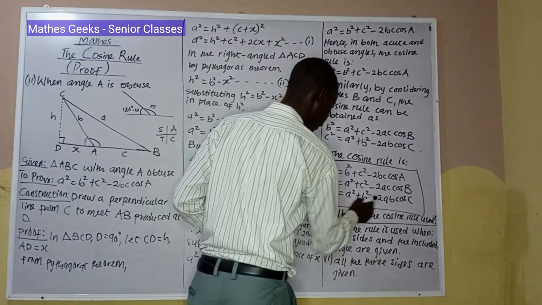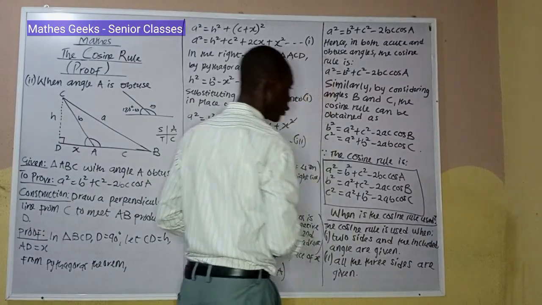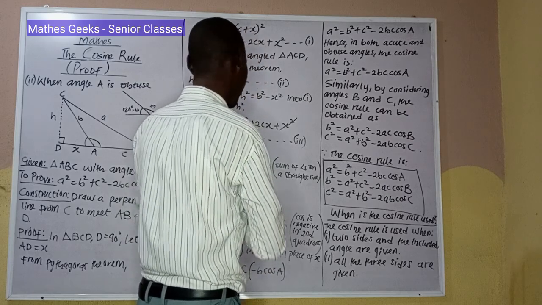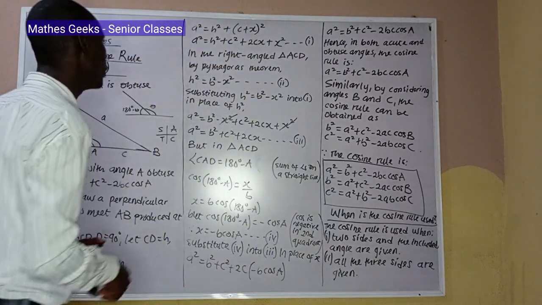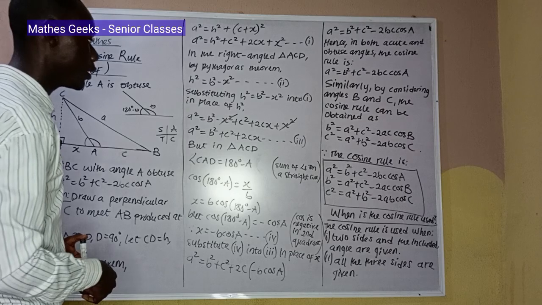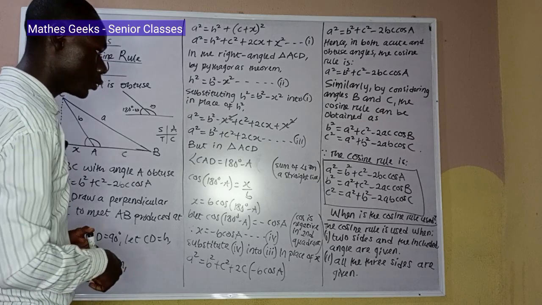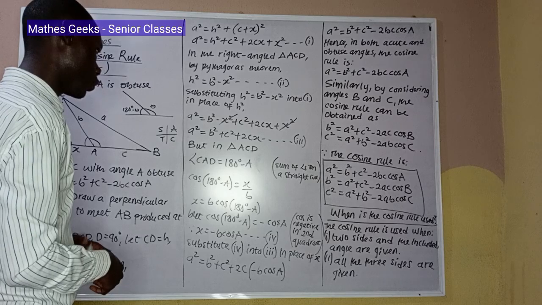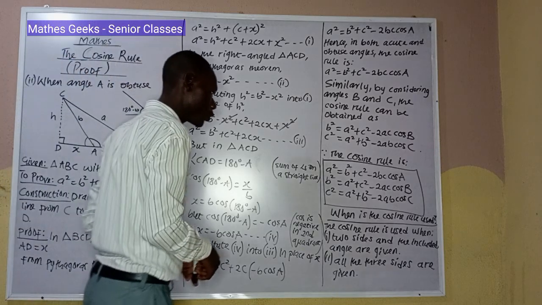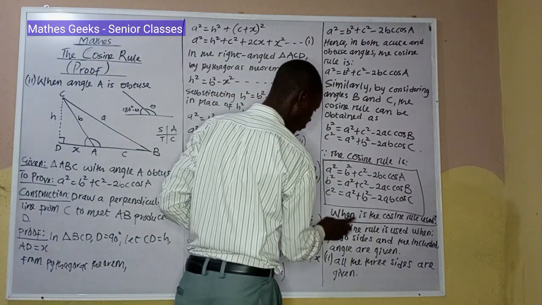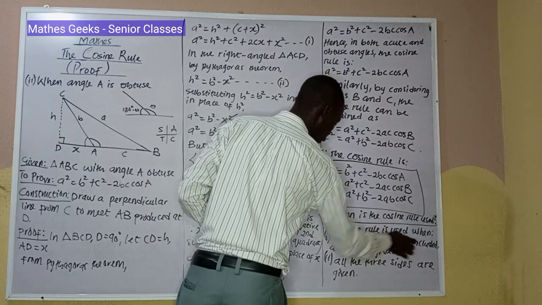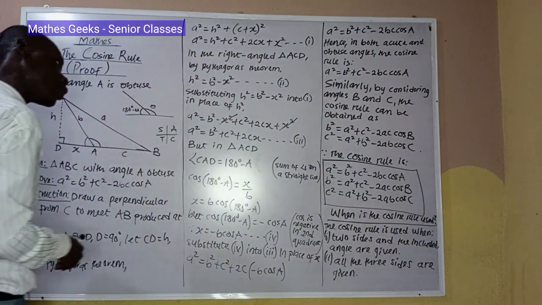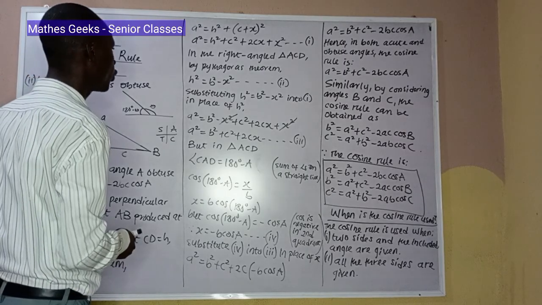So when is the cosine rule used? When do we use the cosine rule? What are the conditions that need to be met before the cosine rule could be used? The conditions are, first of all, two sides and the included angle are given. So two sides and an included angle must be given for the cosine rule to be used.